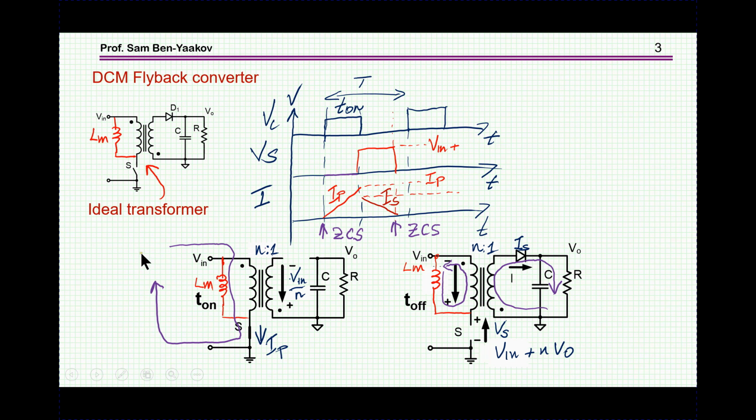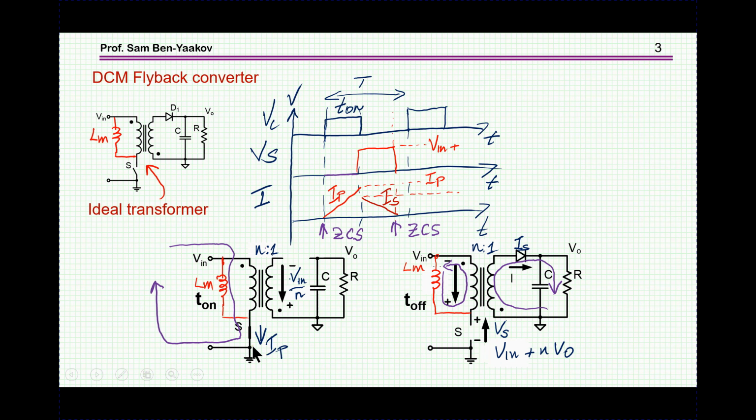When the switch is on, current is flowing through this inductance, charging it with energy, and when the switch is off, the energy goes out by virtue of the fact that this LM now feeds the current into the ideal transformer. Read this way, the current will go this way. This is an ideal transformer, so the currents are canceling each other as far as the magnetization of the core is concerned.